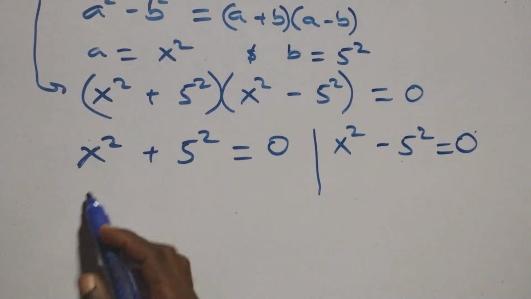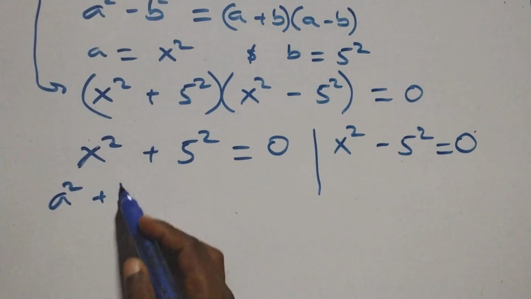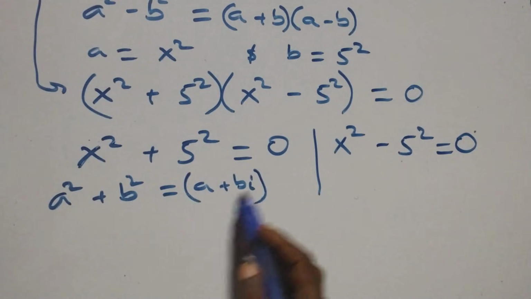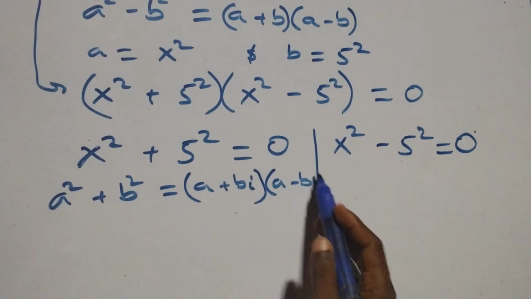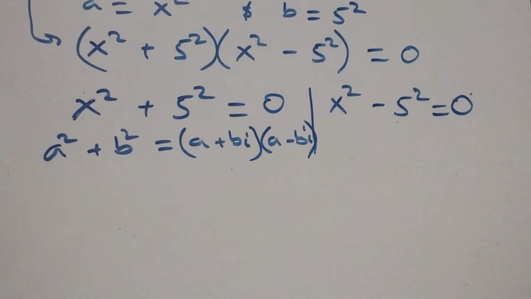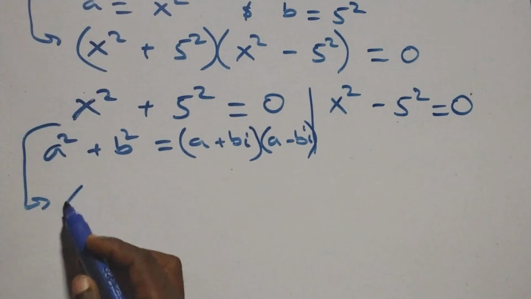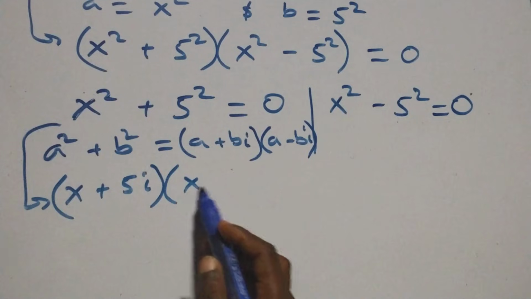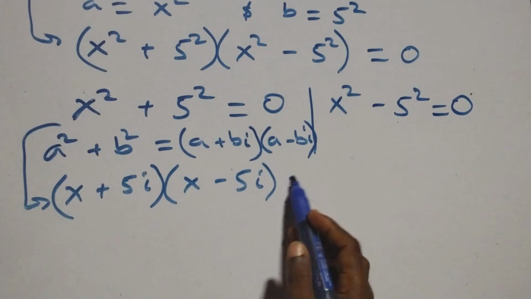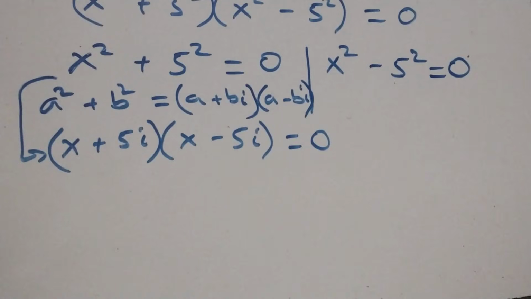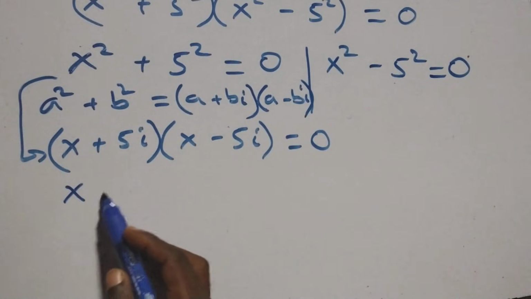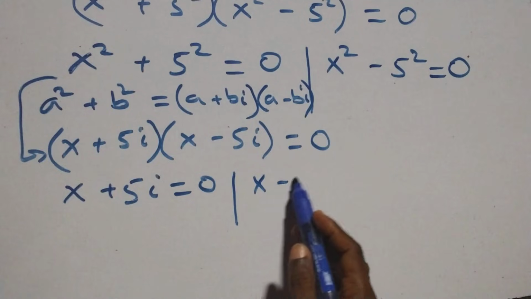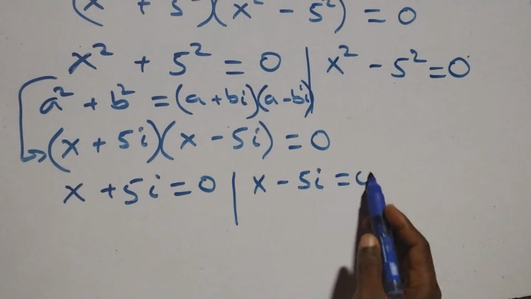Then when we solve from this side, this follows when we have a squared plus b squared, which is the same thing as a plus bi into brackets, open bracket, a minus bi close bracket. Here, what we have becomes x plus 5i into brackets, also open bracket, x minus 5i close bracket, equals to 0. Here we have two possible cases as well, x plus 5i equals to 0, or we have x minus 5i equals to 0.